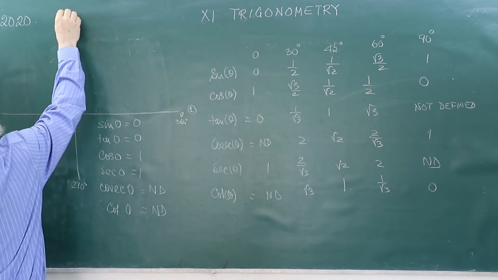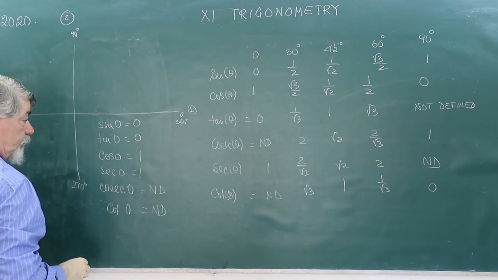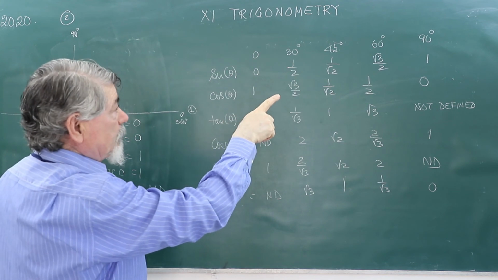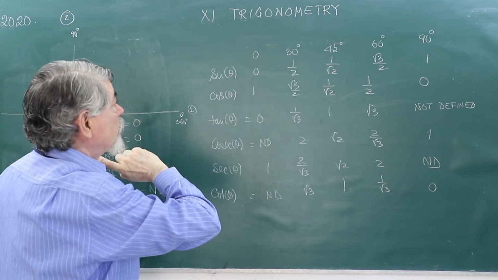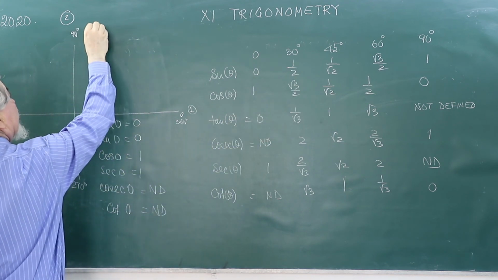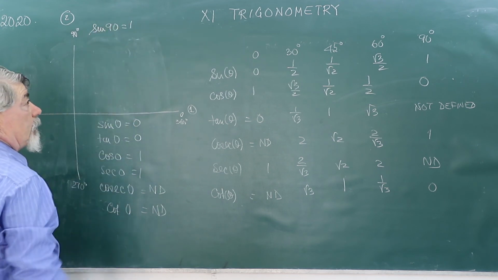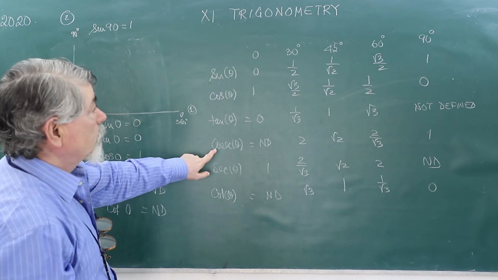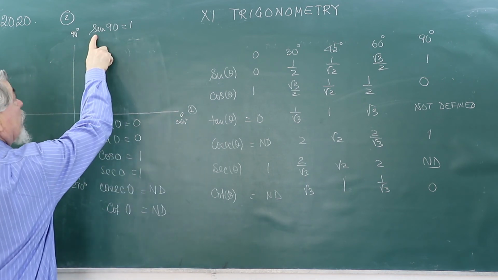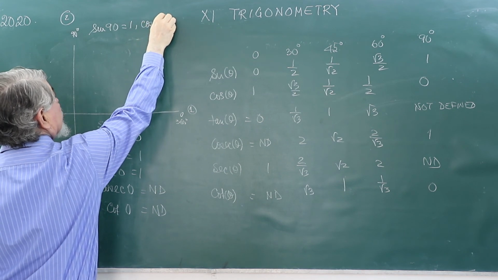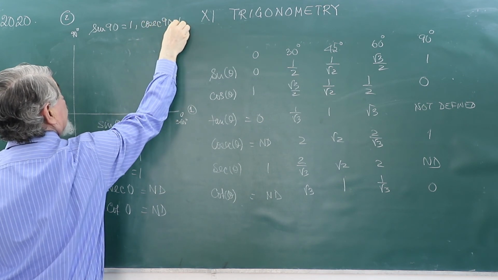Let us take this line 2. Along line 2, that is 90 degree, let us see. Sine 90 is 1. What else is 1? Cosec 90 is 1. If sine is 1, then the reciprocal of that, cosec 90, will be 1.